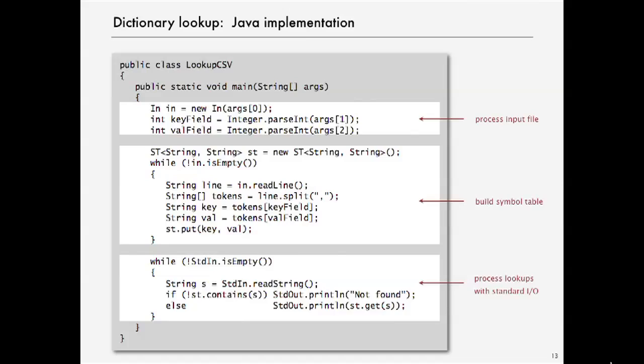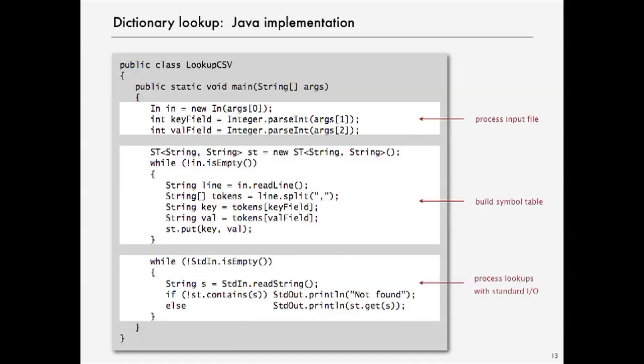And here's the implementation. There's very little to it, given the symbol table API that we've articulated and the implementations that we have. So what do we do to get lookup CSV implemented? Well, first thing is to set up the input stream from the first argument, so that's our input file, and then get the numbers of the fields, so the key and the value, and now build a symbol table that associates strings with strings. Then there's a while loop where we just read a new line.